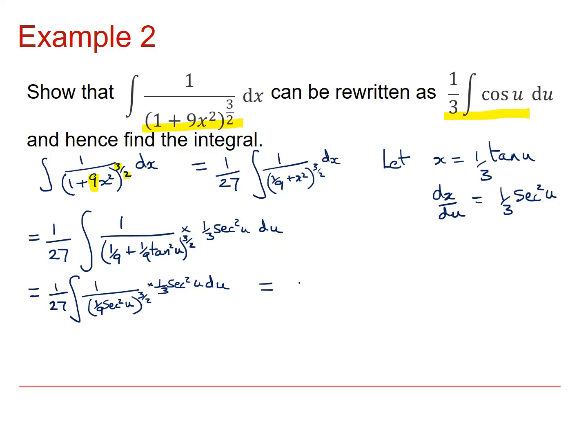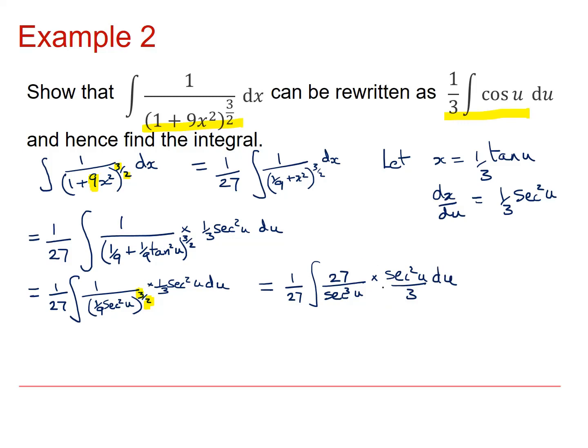Moving that on then, still got my 1 over 27 outside. 1/9 of sec squared, well this is going to square root it, so that'll give me a 1/3 sec, and then this bit will cube it, so that will give me 1/27 of sec cubed. So I'm dividing by sec cubed u over 27, which means in here I can get 27 over sec cubed u. That's multiplied by sec squared u over 3, du.